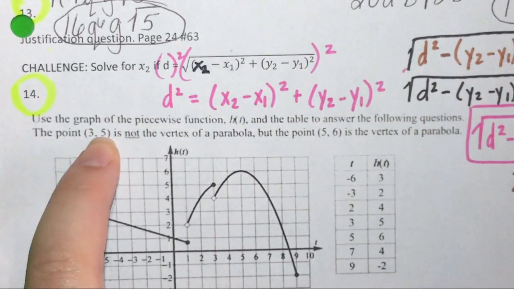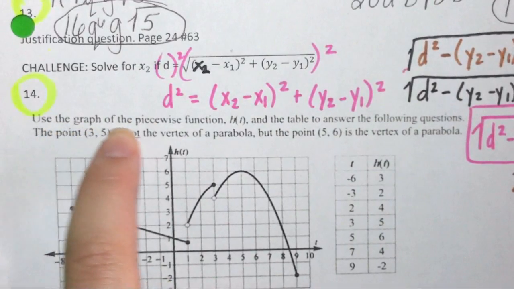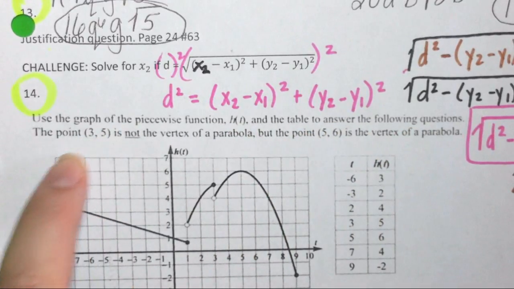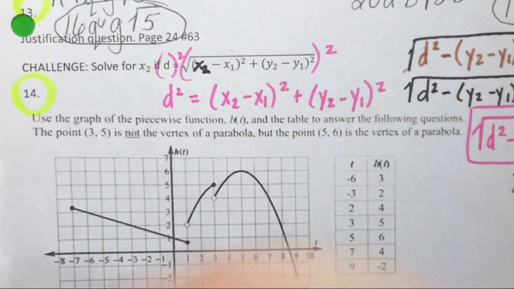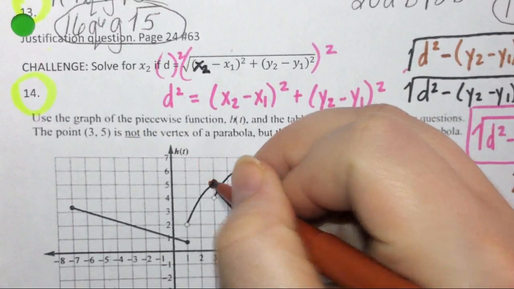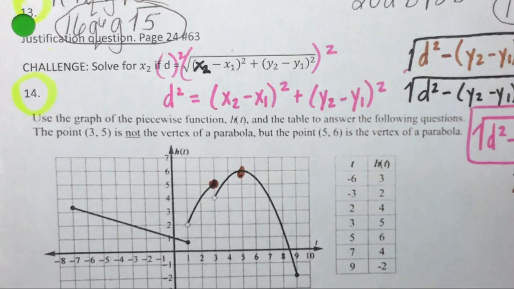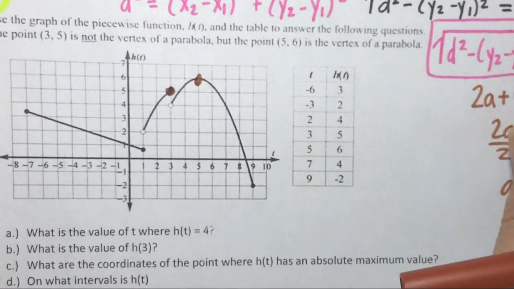So this one, thankfully they're not asking us too much about it. We are actually just going to interpret some things. Let's read it through. It says, use the graph of the piecewise function h of t and the table to answer the following questions. The point 3, 5 is not the vertex of a parabola, but the point 5, 6 is the vertex of a parabola. Don't know if that's useful. Still going to put a little dot on those points just to help myself.